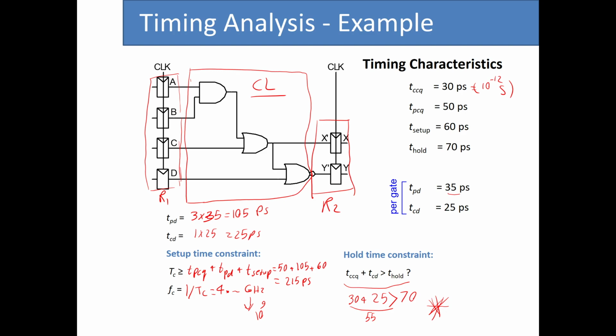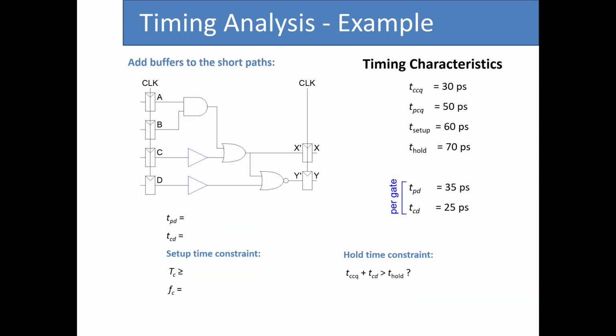So now we need to make some minor modifications so the hold time is also satisfied. The modifications are very simple: if we introduce these two additional buffers in the shortest path of our combinational logic circuit, we make sure that the hold time constraint is also satisfied. So let's just do the calculations one more time. We have TPD to again be 3 multiplied by 35 picoseconds because the longest path didn't change. So we have 105 picoseconds.